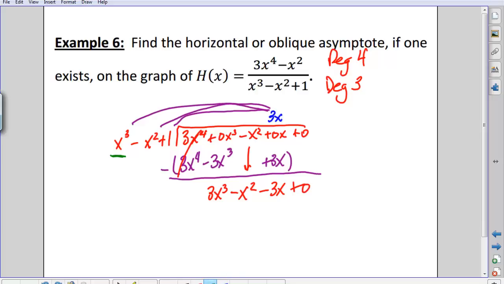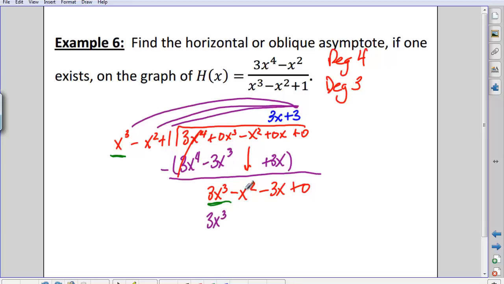Okay. So that's the first round of long division, and we just repeat that process, comparing x cubed now to 3x cubed. You would need to multiply x cubed by 3 to get 3x cubed. Again, we're going to distribute back through, this time using the 3. 3 times x cubed is 3x cubed. 3 times minus x squared is minus 3x squared. 3 times 1 is 3.